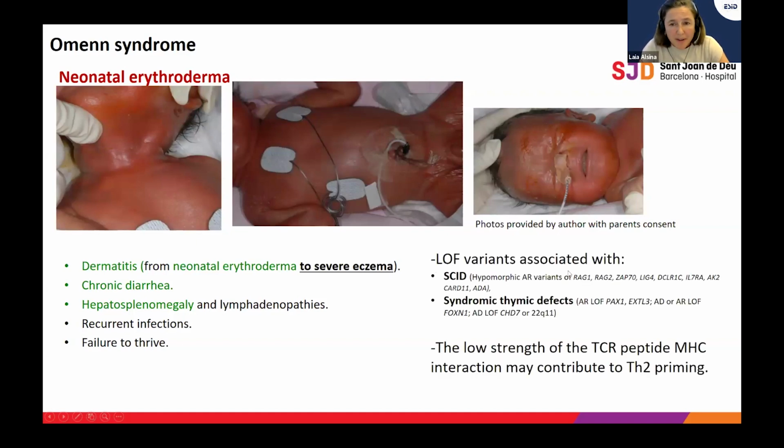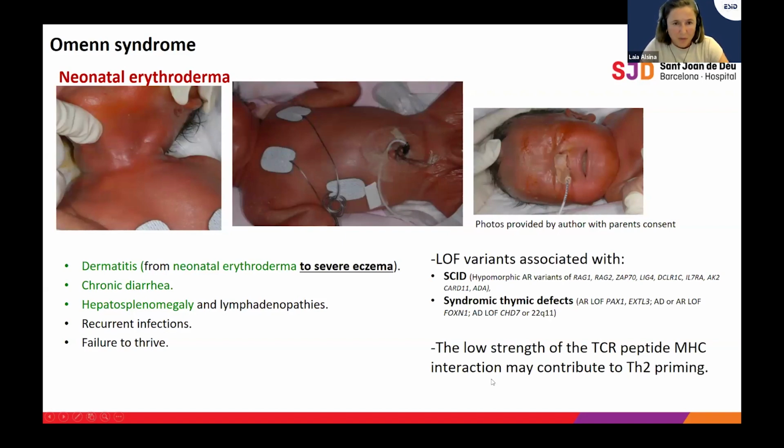Any loss of function variants in the genes causing SCID or syndromic thymic defects can manifest with Omenn syndrome. It is the low strength of the TCR peptide MHC interaction that really contributes to the specific Th2 priming and this phenotype.